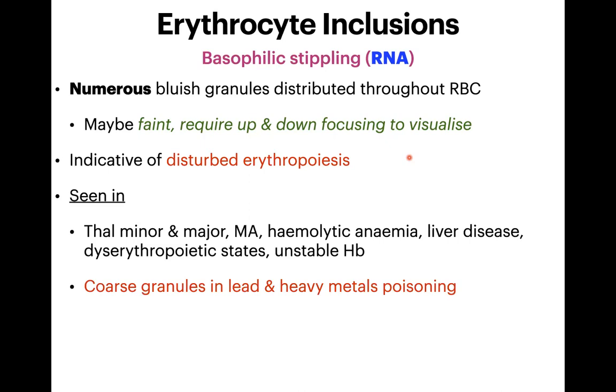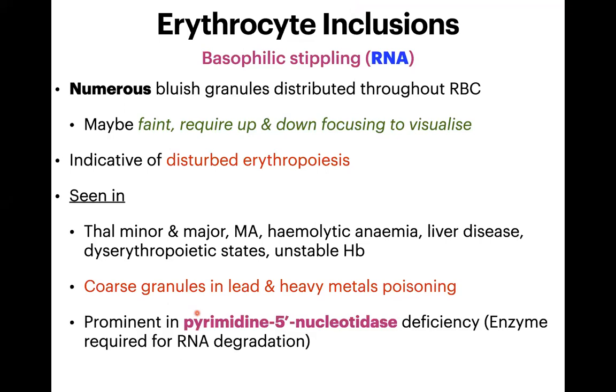In cases of heavy metal poisoning, lead and other heavy metals, you will find coarse granules. Normally they are fine granules, but in case of heavy metal poisonings, the granules of this basophilic stippling will be coarse. So if you are seeing many cells with coarse basophilic stippling, consider heavy metal poisonings, arsenic, lead, etc.